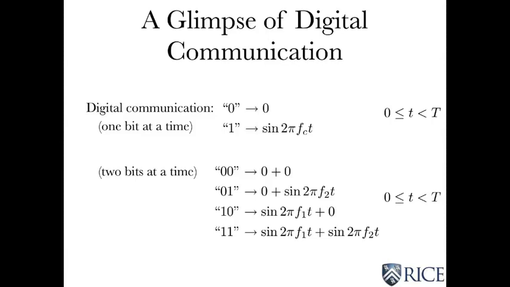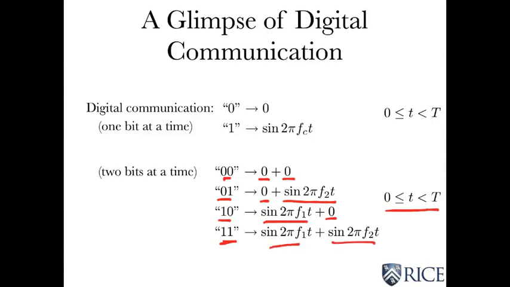So instead of just thinking in the same T-second interval, to send 2 bits, 0, 0, I'll just send nothing. If I send 0, 1, I'll send a sine wave at a given frequency. But if I want to send 1, 0, I send a sine wave of a different frequency. And finally, if both bits are 1, I'll send the sum.